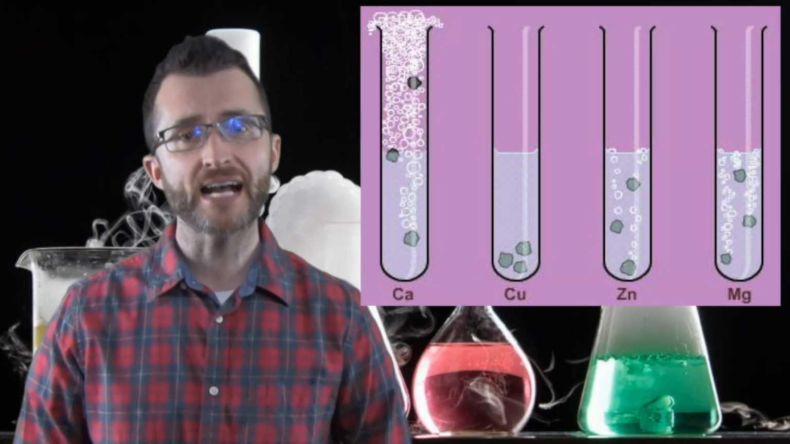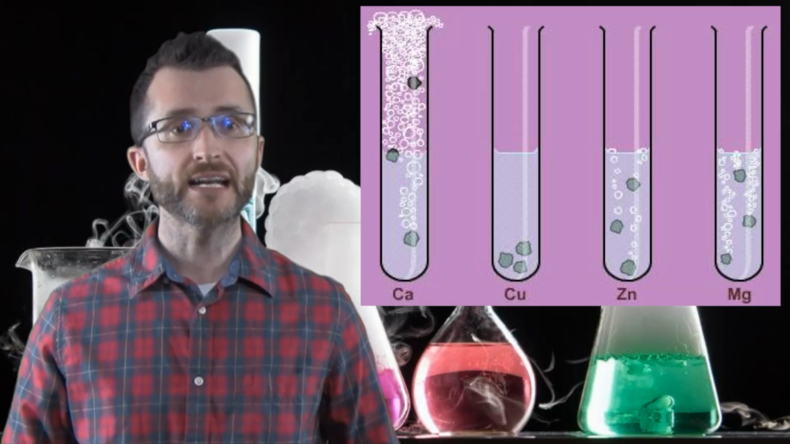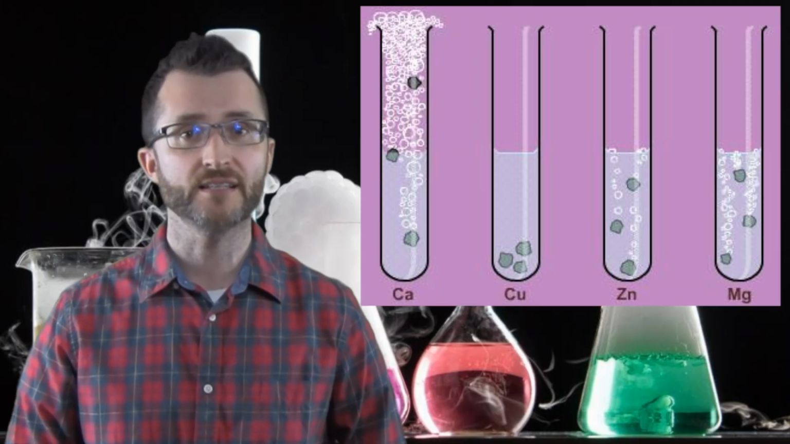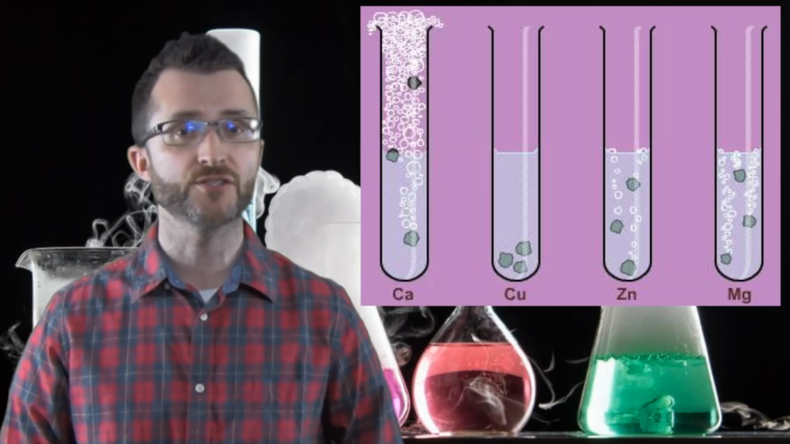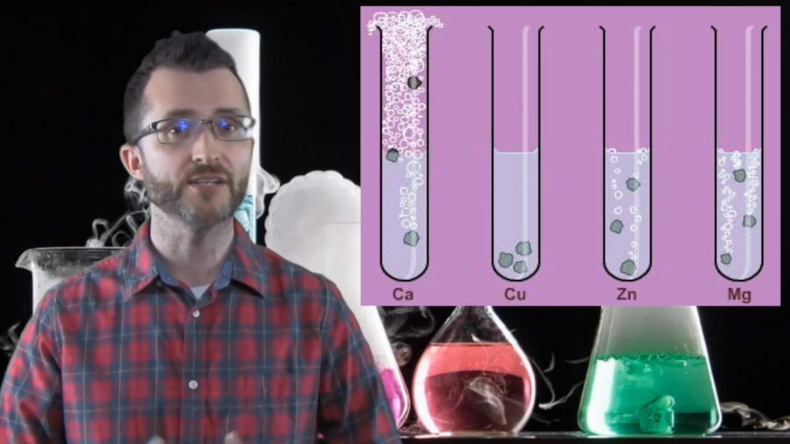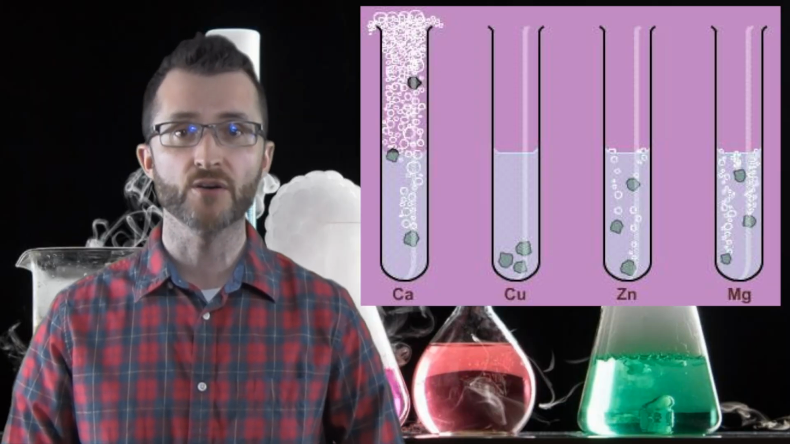We observe this reaction by seeing bubbling, which is the hydrogen gas that is produced. In our example, we see that calcium, zinc, and magnesium are bubbling in the acid because they are found above H2 on Table J. Copper, Cu, on the other hand, is below H2 on Table J, and so we see no bubbles because there is no reaction.